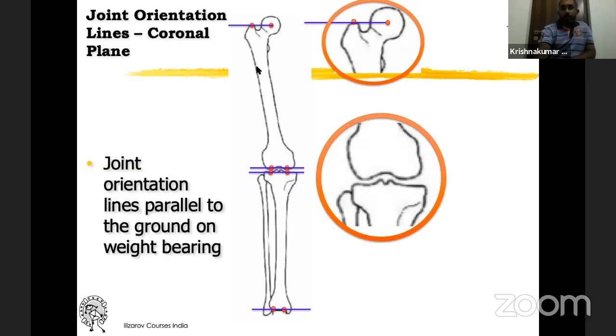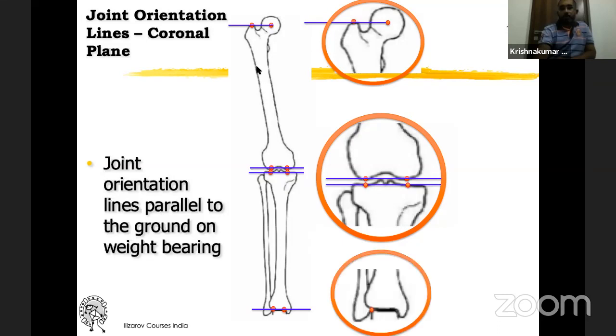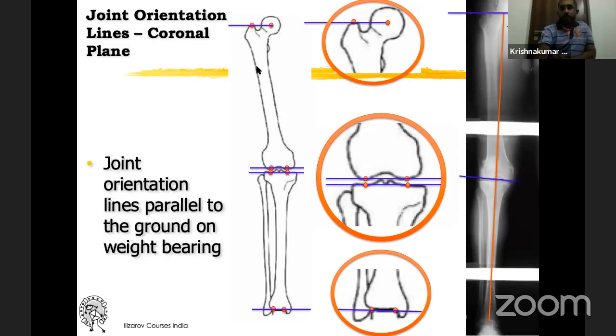At the knee, you have, in fact, two joint orientation lines. One is that of the distal femur, which is a line connecting the two most prominent points of the femoral condyles. Then you have the upper tibial joint line, which connects the upper surface of the tibia. And at the ankle, you have the joint line, which runs parallel to the joint and connects the medial-most point of the medial malleolus and the lateral end of the tibial plafond. All these lines, when you weight bear, have to be parallel to the ground. So these are the hip, knee, and ankle joint orientation lines.